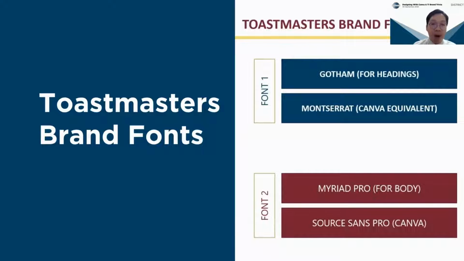So as per the brand guidelines, we are allowed to use alternative fonts. For Gotham, it would be Montserrat, wherever you're supposed to use the heading, and the font Source Sans Pro instead of Myriad Pro for body copy. So both Montserrat and Source Sans Pro are free fonts. They are available in Canva as well.